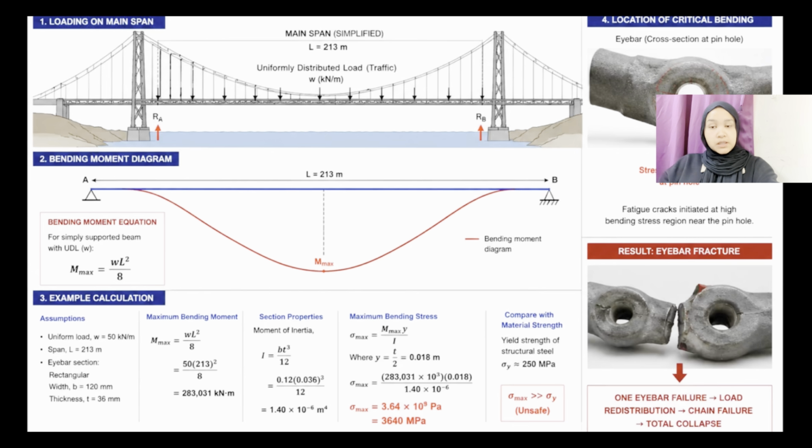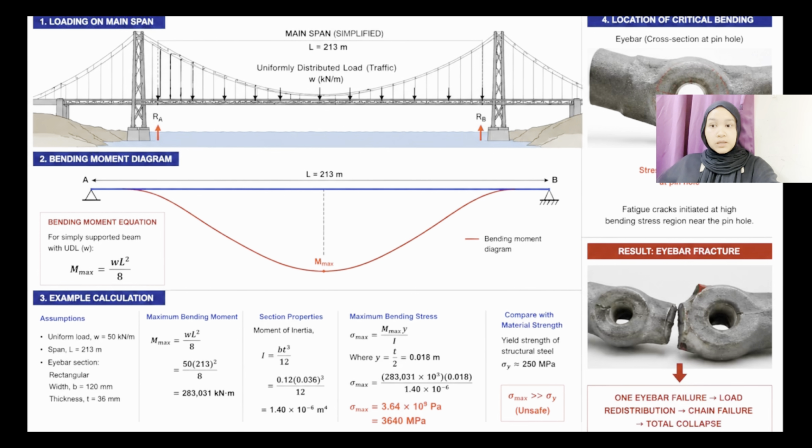Using the bending stress equation and substituting the values from our previous calculation, the maximum stress was calculated to be approximately 10,900 megapascals. The value represents the highest stress experienced by the eye-bar when subjected to the calculated bending moment. However, the stress was not distributed evenly throughout the member.